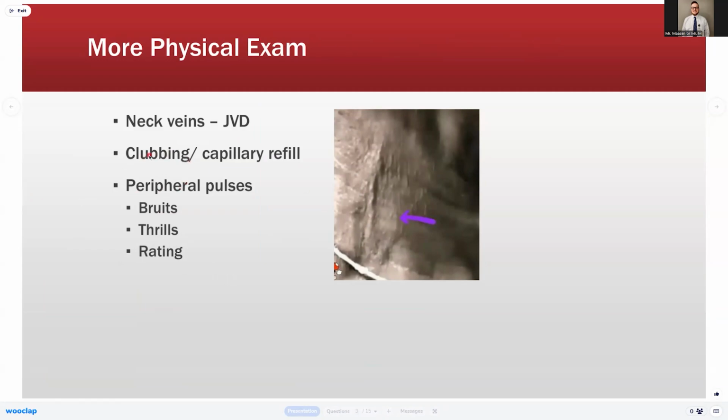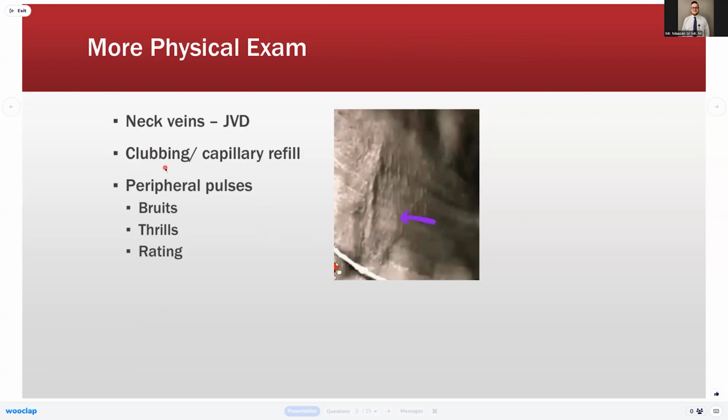Clubbing is the change of the nail beds and the fingertips to look like a club. That's essentially always going to indicate chronic levels of hypoxia. You'll see that in cardiac patients. You'll see it in chronic lung patients. Capillary refill could be diminished. And then other peripheral pulse changes, bruit, thrills, rating.